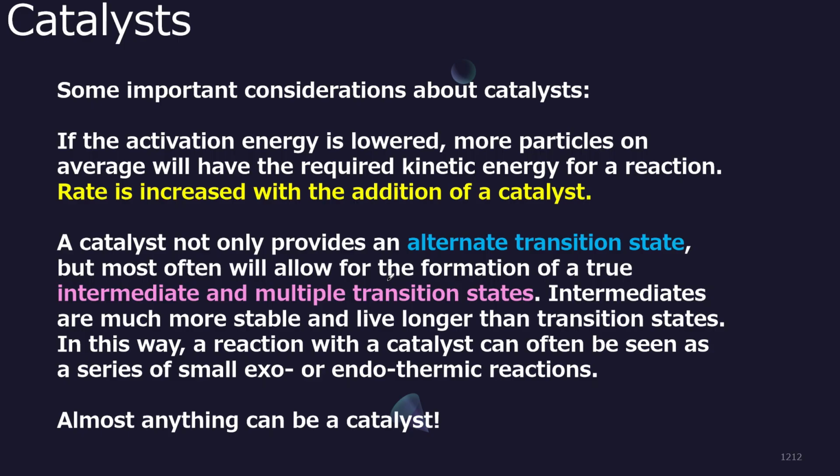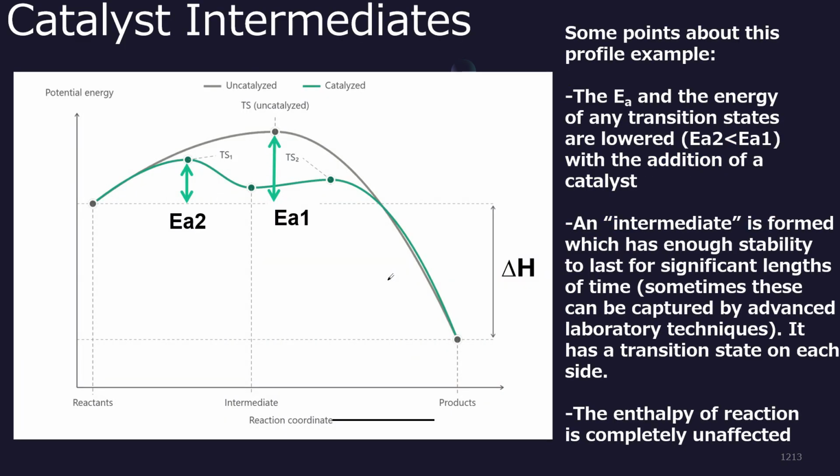So, intermediate and transition state. These are two vocabulary words that you need to start getting used to, and it's easier to show what they are on a profile, I think. Here's a profile for some random reaction. We don't know what it is, but it looks like it's exothermic. We have delta H going down between reactants and products.